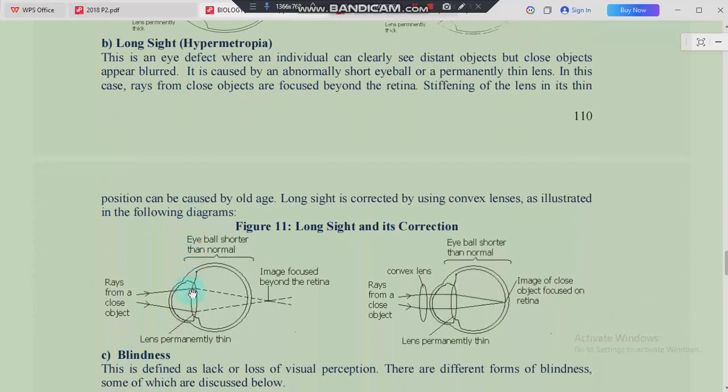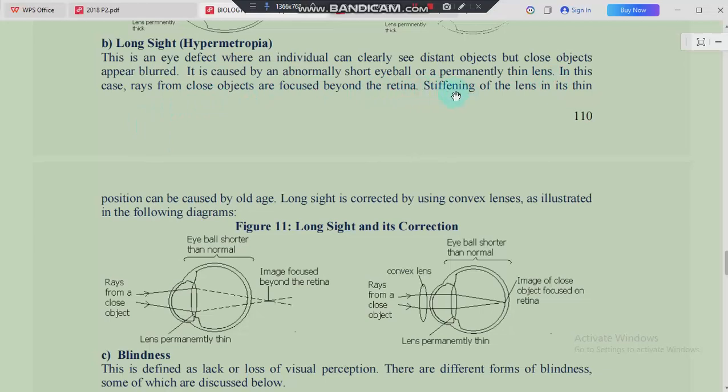Then we finally go to a person having a long sight, which is known as hypermetropia, right? So this hypermetropia is simply the eye defect where an individual can see clearly distant objects, but close objects appear to be blurry. So this is caused by an abnormally short eyeball or a permanently thin lens. So in this case, the rays from the close objects are focused beyond the retina. So these ones, instead of being formed before the retina as in myopia, go beyond the retina.